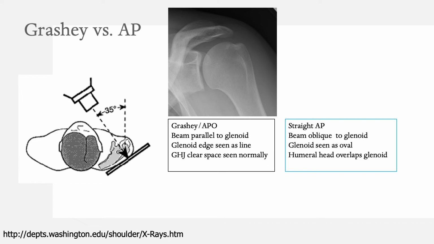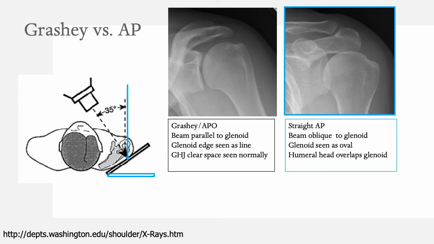Now the Grashey view is an oblique view to the patient, but it's actually a straight AP of the shoulder, and that's because of the actual angulation of the glenohumeral joint. So when you angle the beam by 35 degrees or so, you will get something called a Grashey view, and in this Grashey view you will be able to see the clear space of the glenohumeral joint very nicely, as opposed to a straight AP view where you will see overlap between the glenoid and the humeral head. Okay, so this is an important differentiation for all of you to remember when you're looking at these cases.